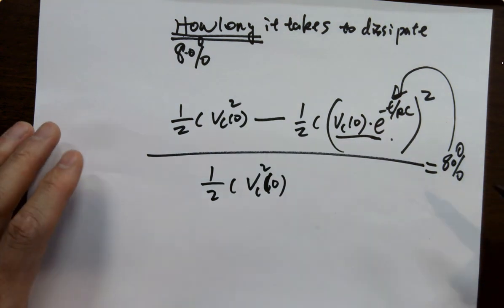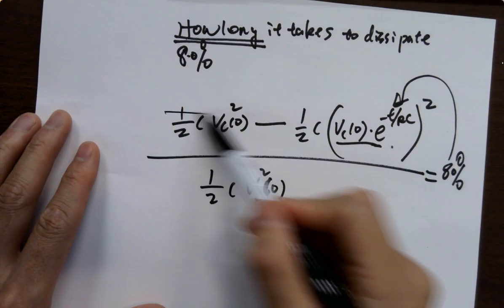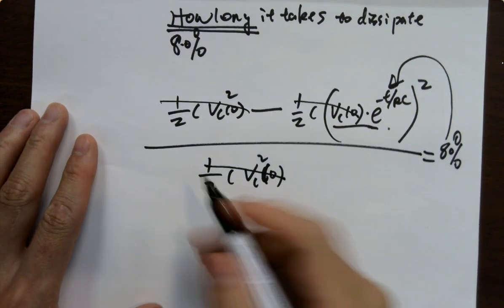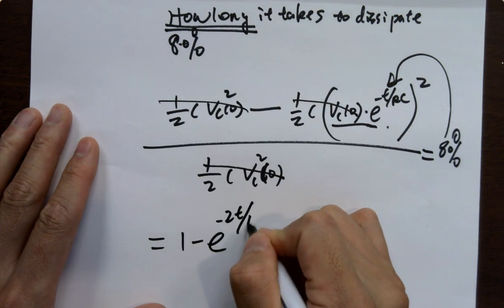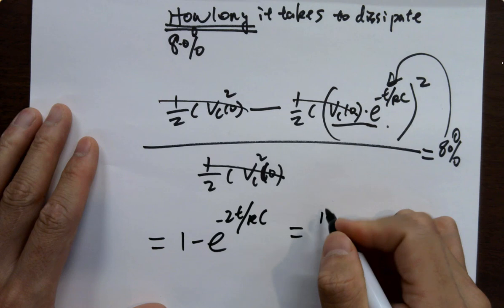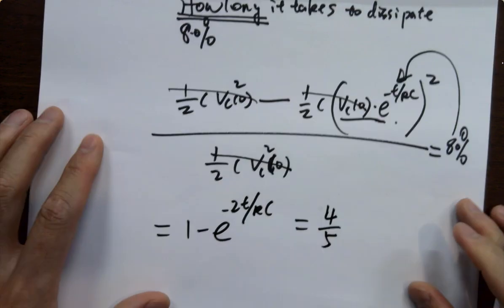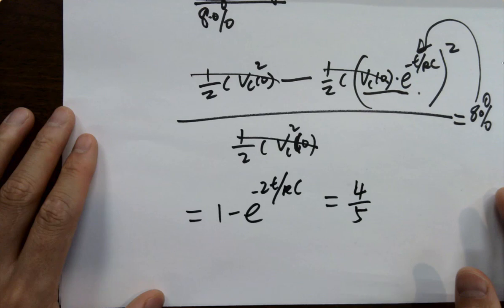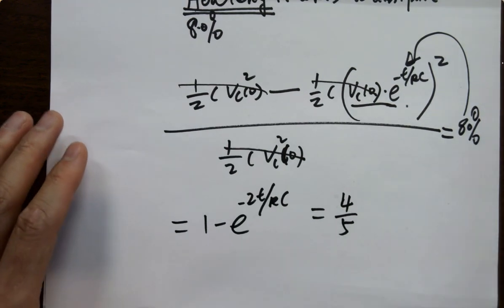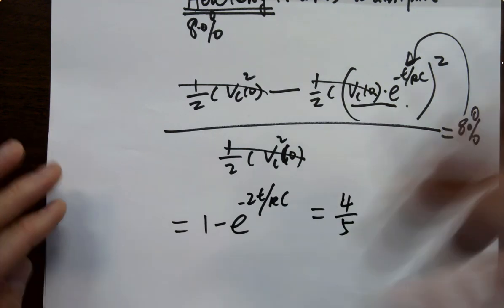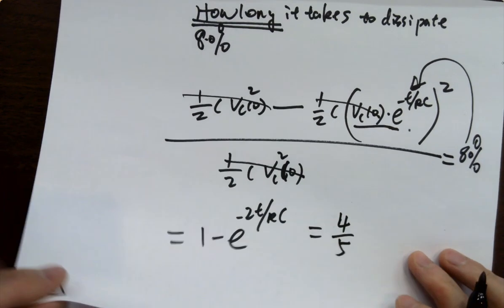Looks pretty big, right? But actually you can cancel a lot of things. Cancelled. So eventually this is 1 minus e to the minus 2T over RC equals this. All right? Am I going too fast? It's all right.